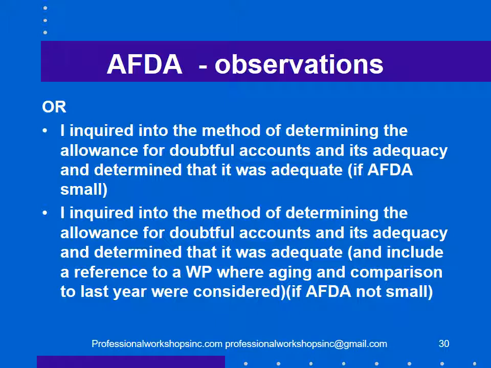So what I would prefer is something like one of these two, perhaps. I inquired into the method of determining the allowance for doubtful accounts and determined that it was adequate if AFDA is small, or I inquired into the method and then I documented a bunch of analytical procedures where I compared AFDA as a percentage of receivables, aging of receivables, whatever we traditionally do to find out whether or not AFDA looks right or not in a review. And so additional documentation would be required there.